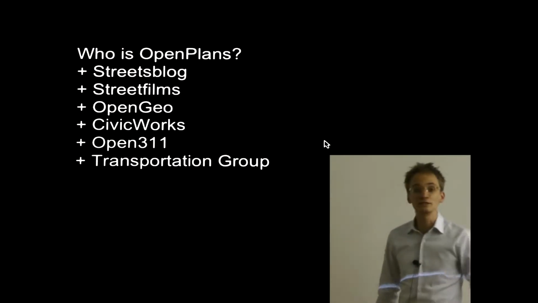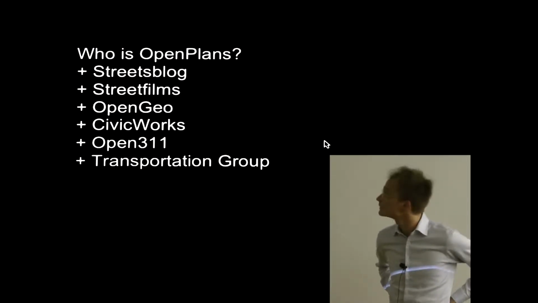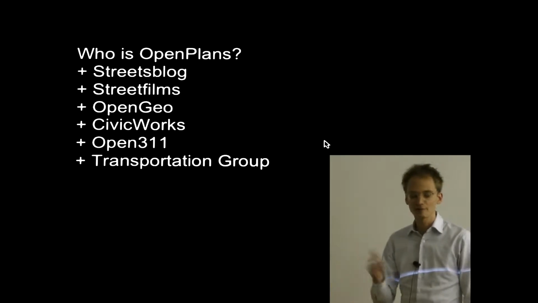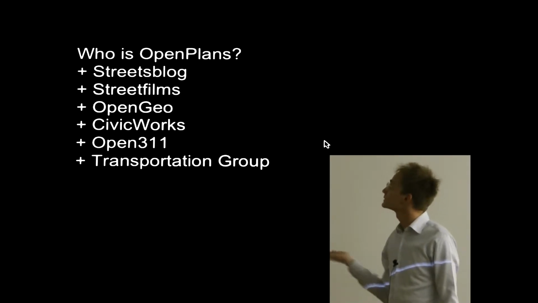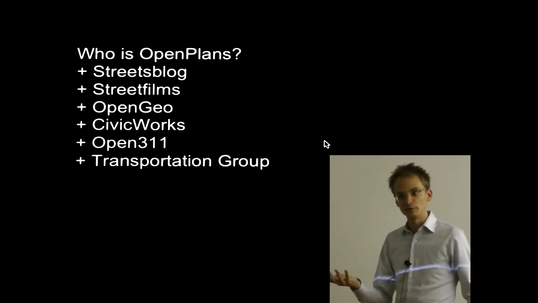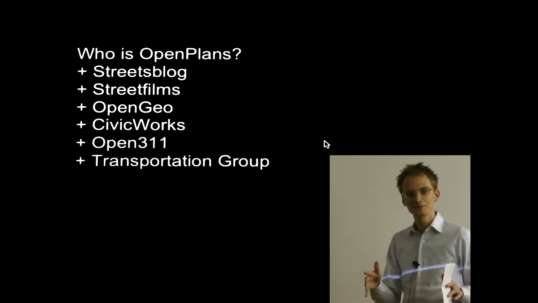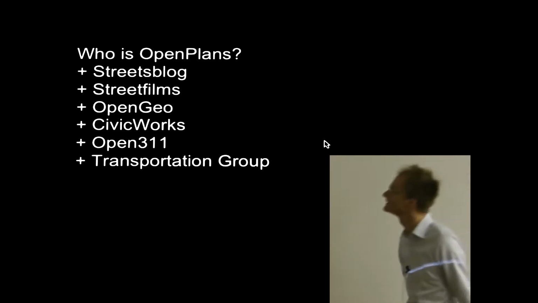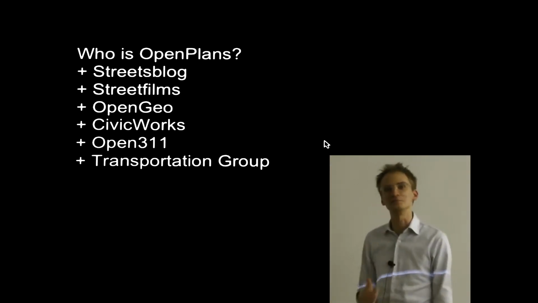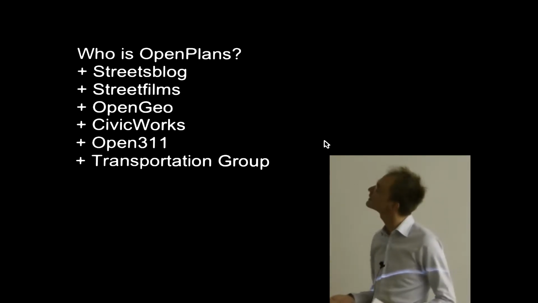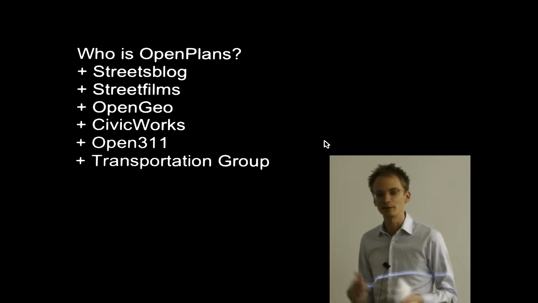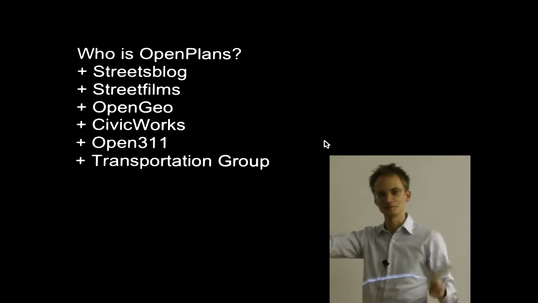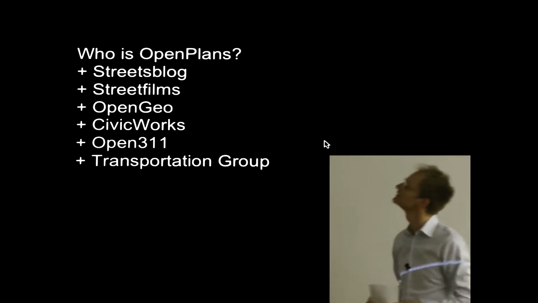OpenPlans is actually a not-for-profit. Our office is on Lafayette and Grand, based in Soho. Our projects include Streetsblog and Streetfilms. Any readers or watchers in the room? Yay, all right. One of our projects is OpenGeo, which works on our foundational GIS software. CivicWorks is the group that brought you the bike share. Everybody vote for their favorite bike share location, hopefully.